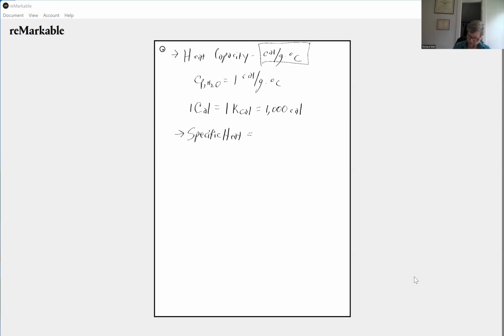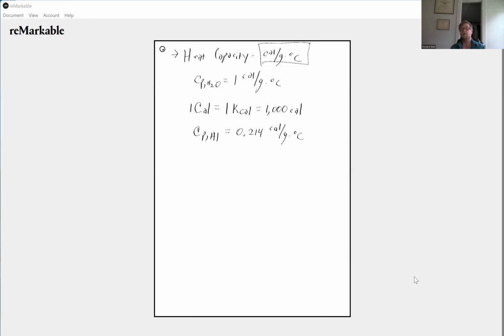Come on, erase. Okay, so let's erase this. The heat capacity of aluminum is 0.214 calories per gram degree Celsius.